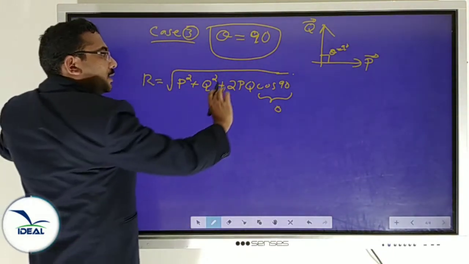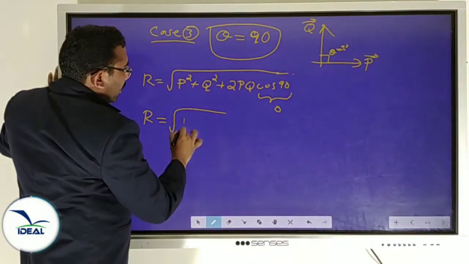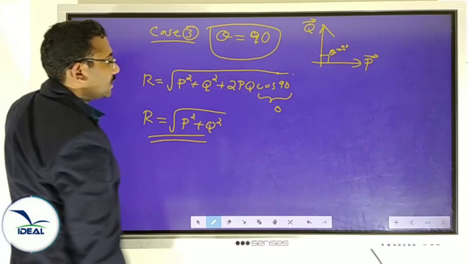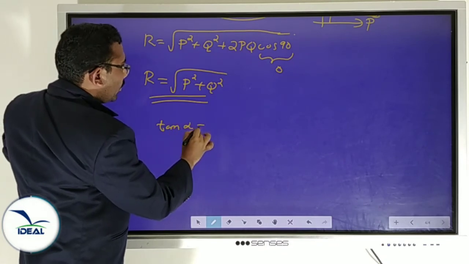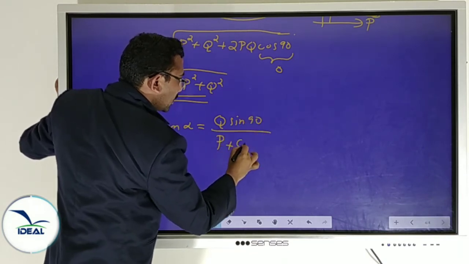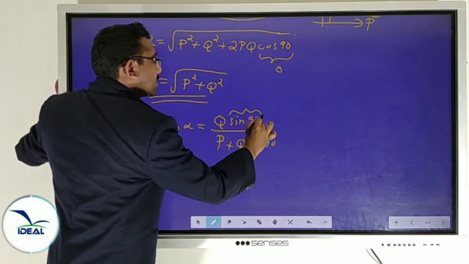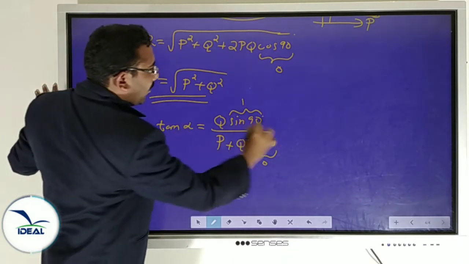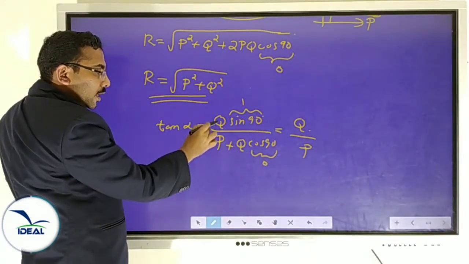Then this term becomes 0, 2PQ cos 90 equal to 0. Then what is R? R equal to root of P square plus Q square. This is the magnitude of the resultant. Then what is the direction? Tan alpha equal to Q sin 90 by P plus Q cos 90. What is sin 90? Sin 90 is 1, cos 90 is 0. Then tan alpha equal to Q by P, isn't it? Q cos theta becomes 0, then Q by P.